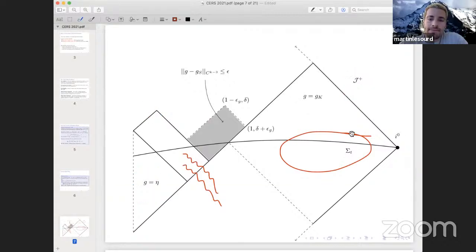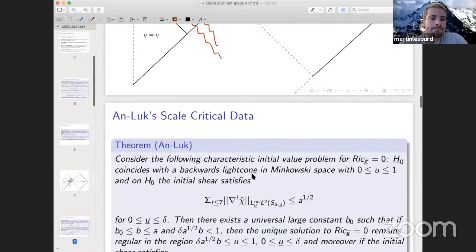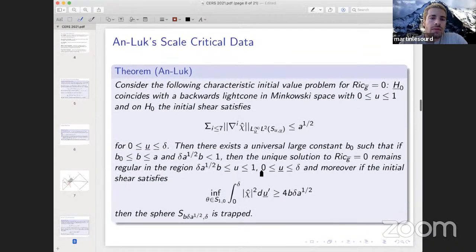So this is the background result, and let's keep this in mind as we go forwards. So Anne Luc refined Christodoulou's result by basically having milder data.